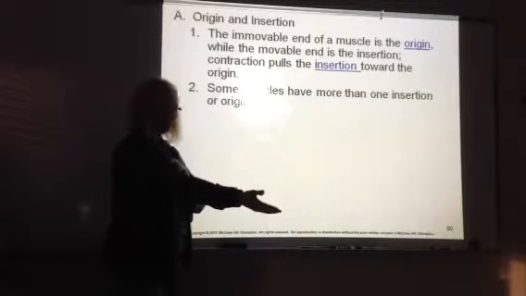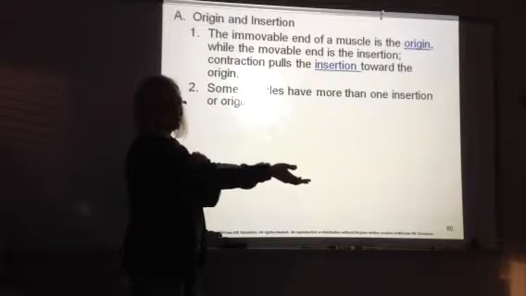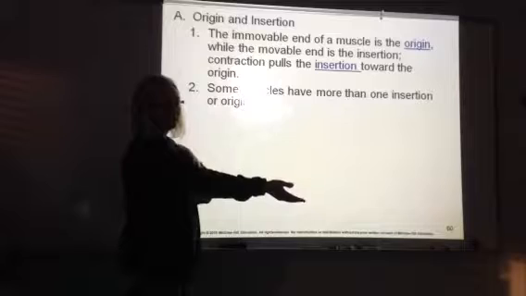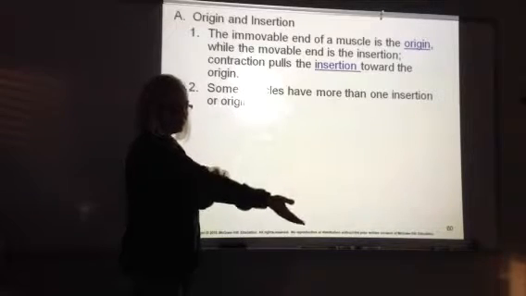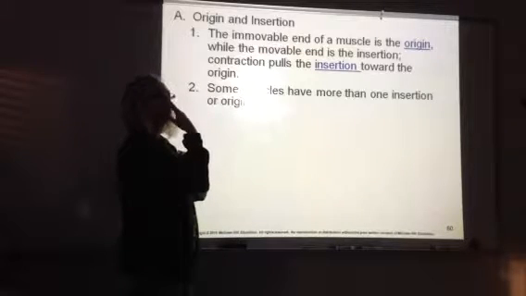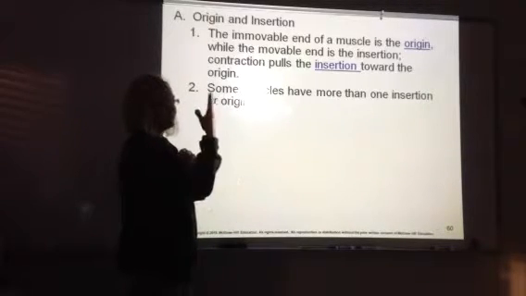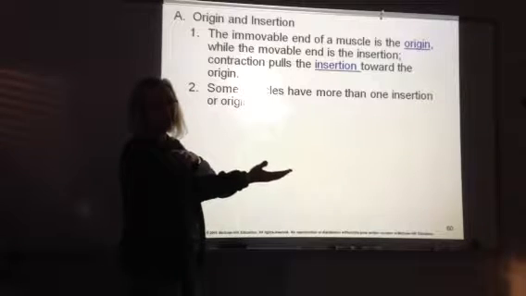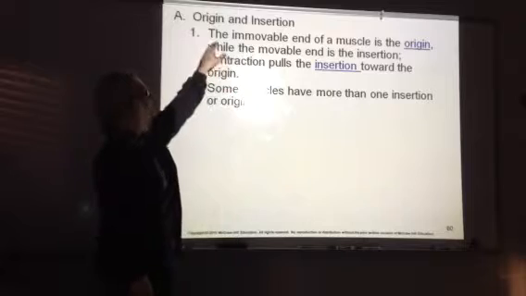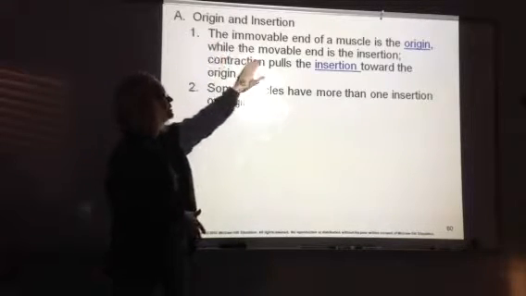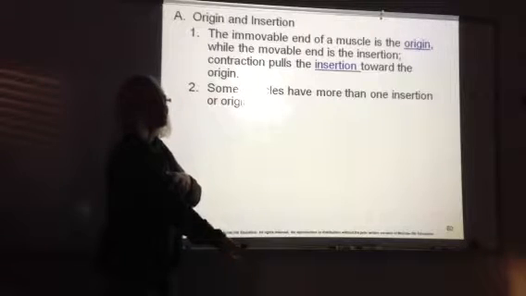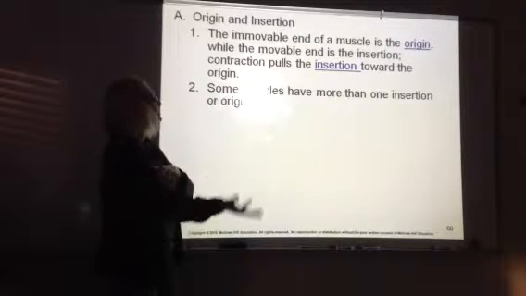So for example, if I'm looking at my bicep again, just because that's an easy one to look at, the origin is going to be on my humerus up at the top. And notice that when it contracts, it lifts my lower arm. So obviously the insertion is not on the same bone, or it would somehow move the same bone. So the origin is the immovable end, and the movable end is the insertion. And the insertion end is always pulled towards the origin.